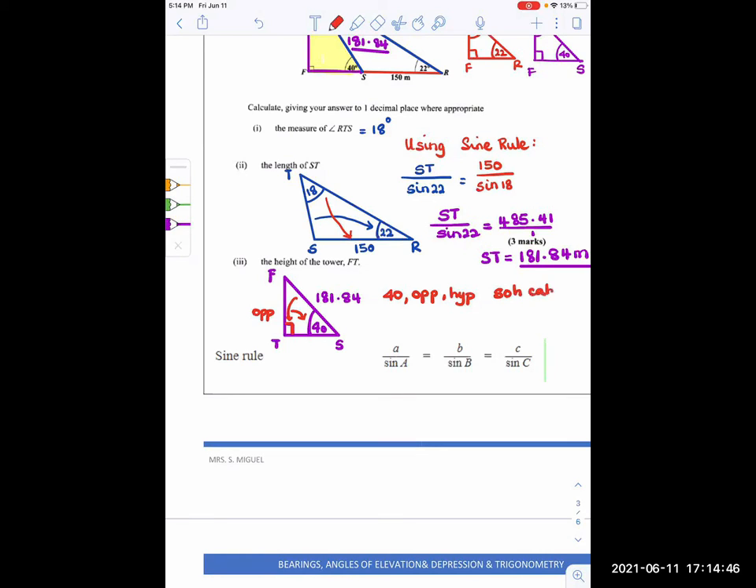You all remember SOHCAHTOA? Yeah, miss. So sine of 40 degrees is equal to FT over 181.84. This is over 1. So I can cross multiply. FT is equal to sine 40 multiplied by 181.84. And I will get 116.88 meters. All right. So if you need to take down anything on the screen, you can do so now, please.